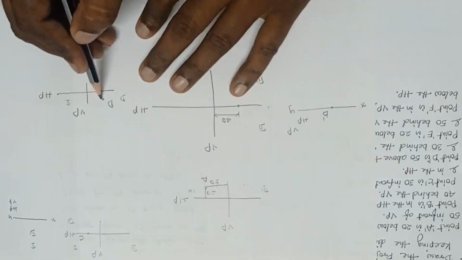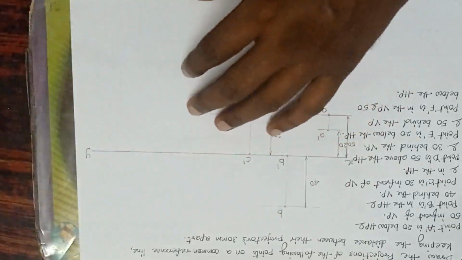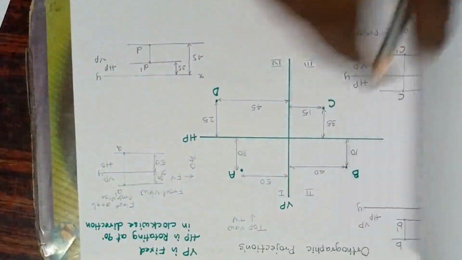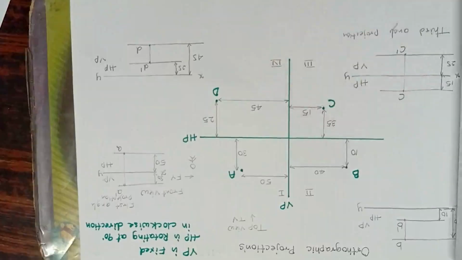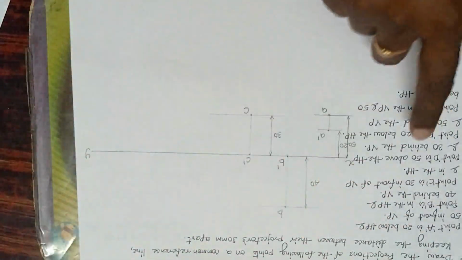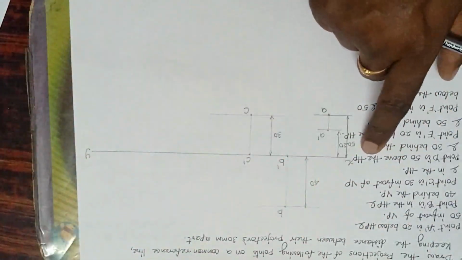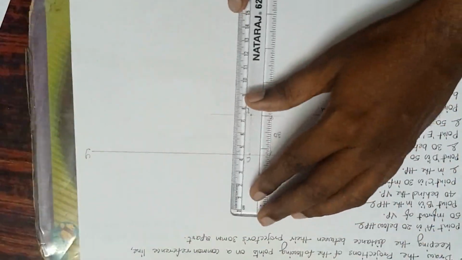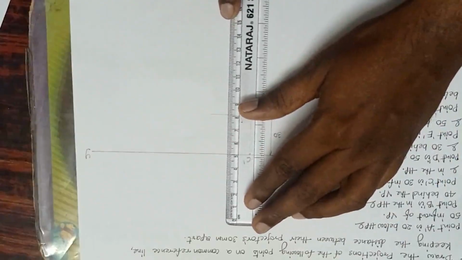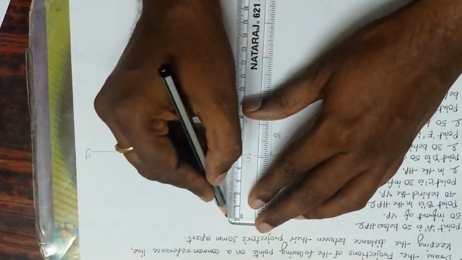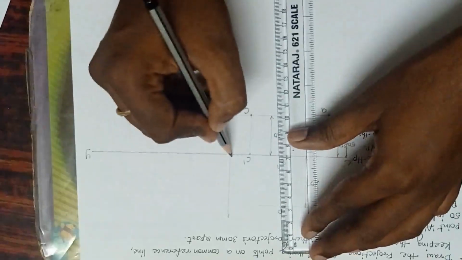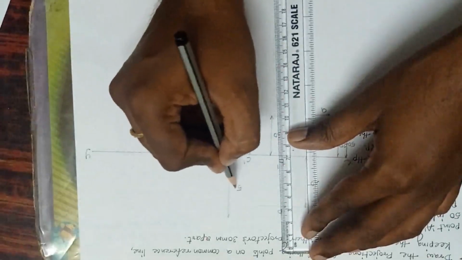So in the second quadrant, what should I do? I have to draw both above. Both the points should be above the reference line according to the second quadrant. Done. So what I am doing? Distance from HP, how much? 50. So I am taking 50 mm. See here, this is 50 mm. I'll draw like this. This is 50 mm on the XY line.